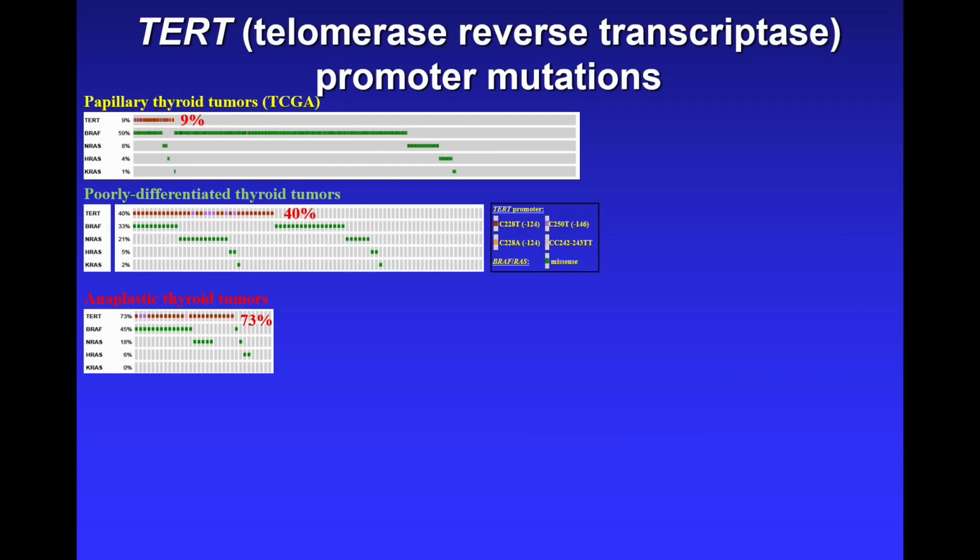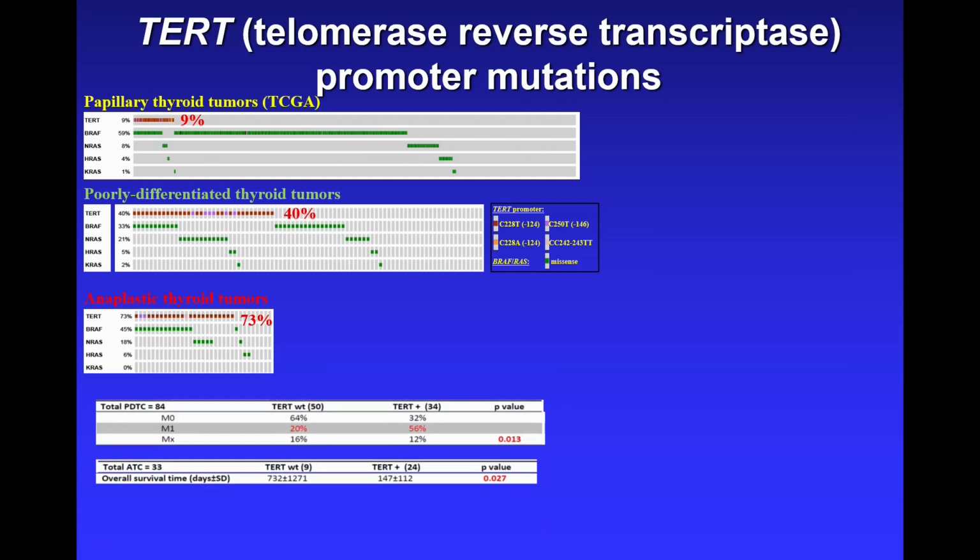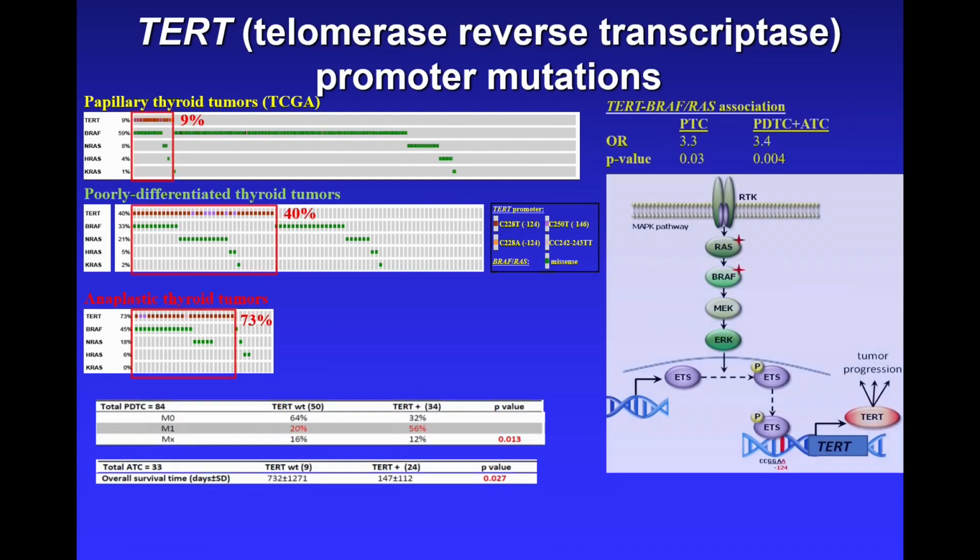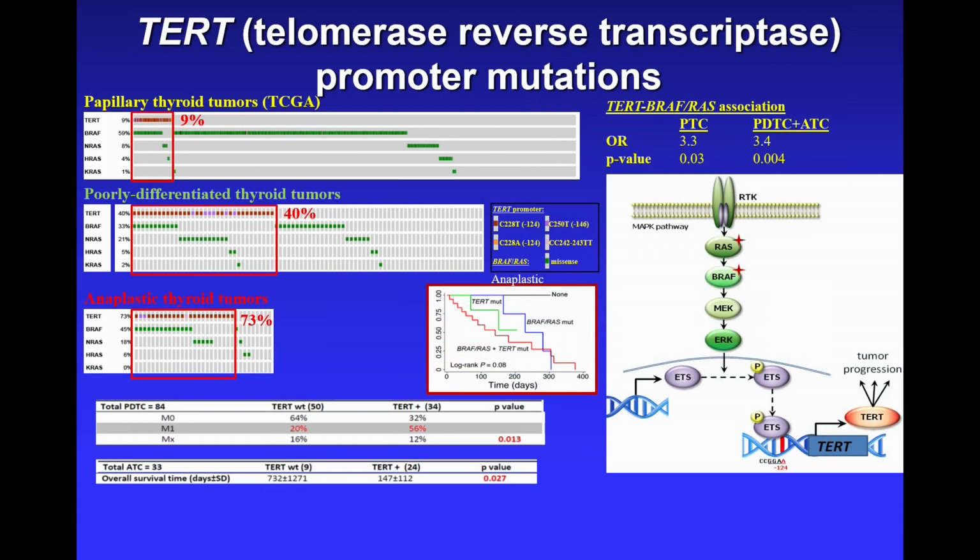Now, these TERT promoter mutations I found in 9% of papillary carcinoma, but also in 40% of poorly differentiated thyroid carcinoma, and in anaplastic even worse, in 73%. Here again, we found that among the poorly differentiated cases, those with TERT promoter mutation did worse than those without TERT promoter mutations. And I will pass on this in the interest of time.